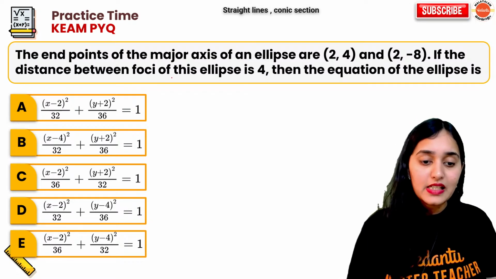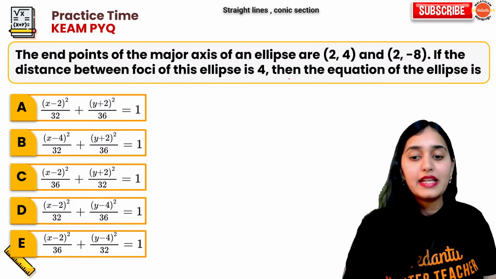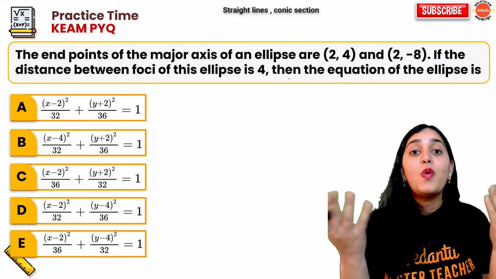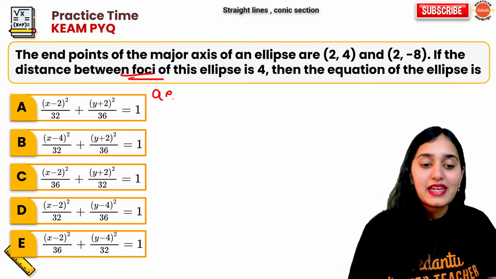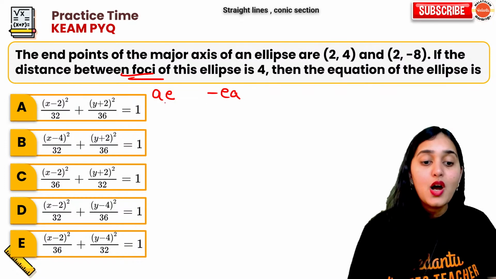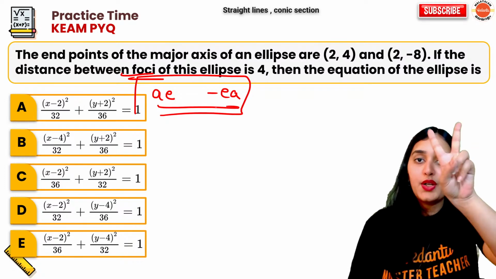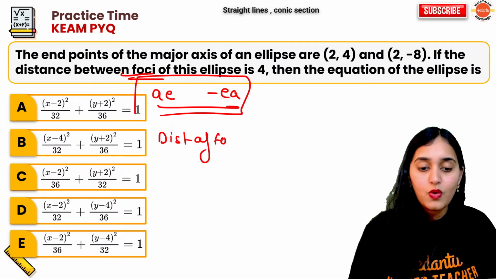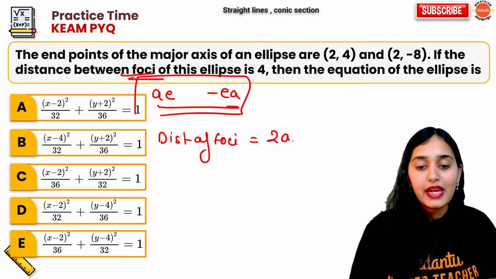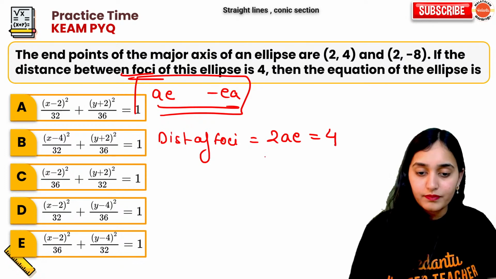Next, the end points of the major axis of the ellipse are given. If the distance between foci of the ellipse is 4, then the equation of the ellipse is dash. What is foci of the ellipse? Foci is AE and minus AE. What is the distance between them? 2 times of AE. So distance of foci is 2AE is equal to 4.